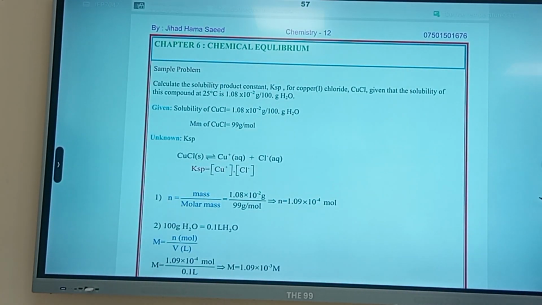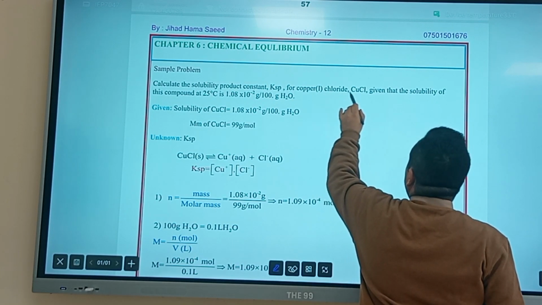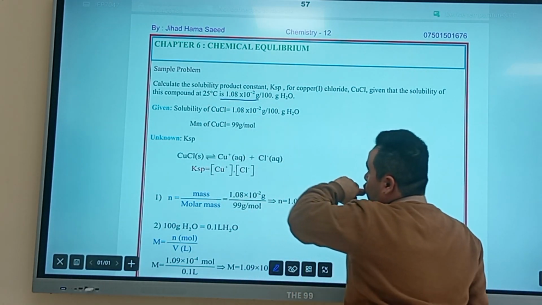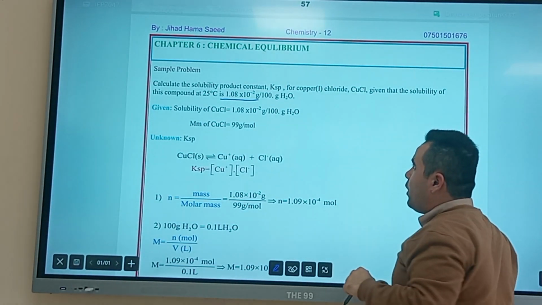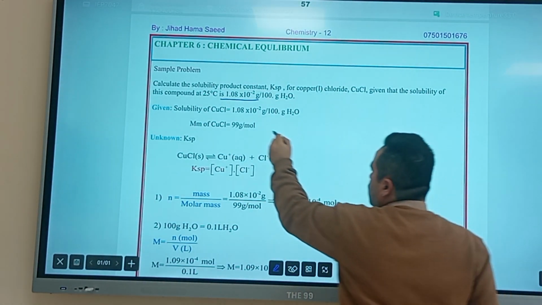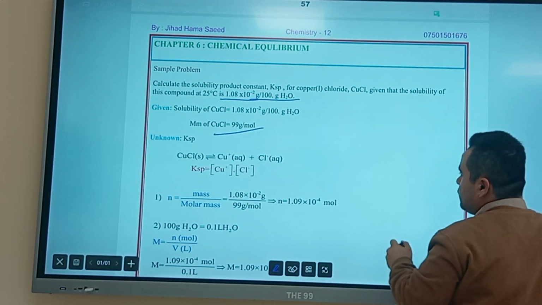A sample problem is given here, guys. For copper(I) chloride, the solubility is 1.08 × 10 to the power minus 2 grams per 100 grams of H2O. The molar mass is given as well. How do we solve this?